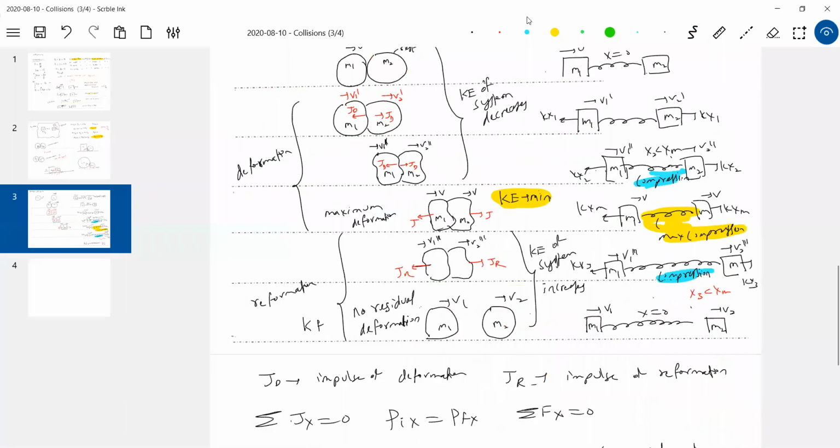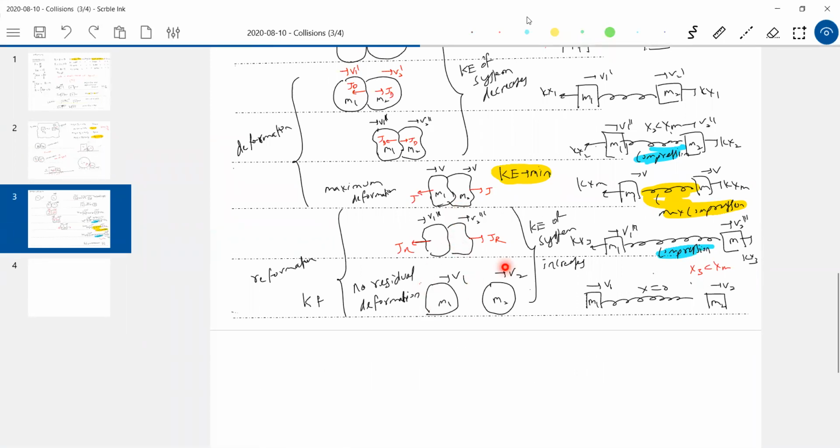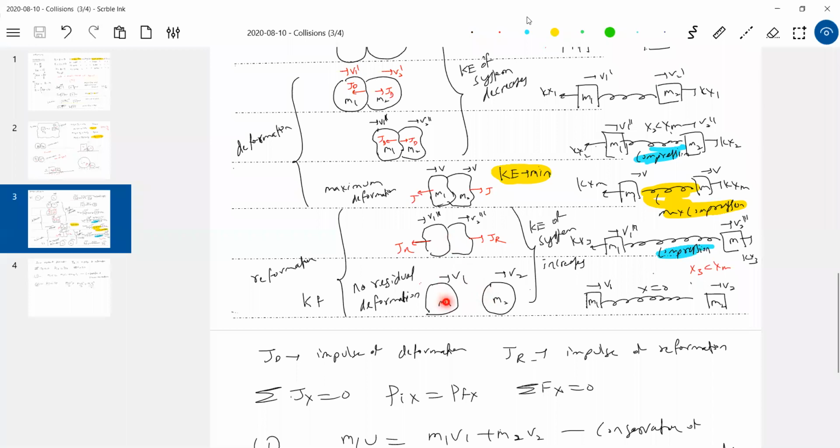So the kinetic energy decreases, and the decrease in kinetic energy got converted into an increase in deformation energy. Then again the system starts reforming, meaning the body tries to retain its original shape. So the potential energy decreases, kinetic energy increases. Finally, the same kinetic energy it had initially, it will possess. So what about potential energy here? It will be zero.